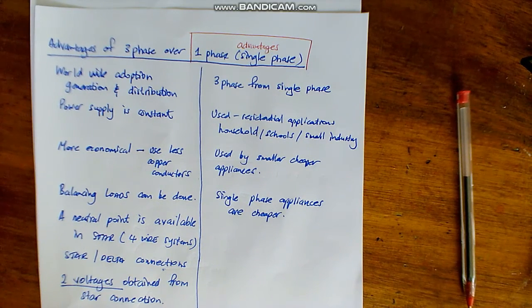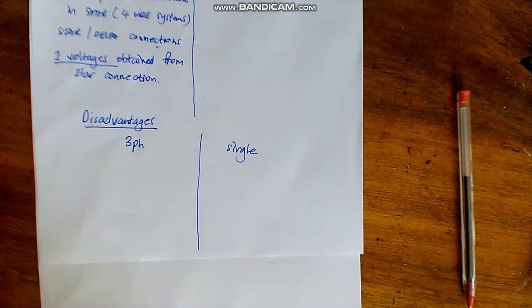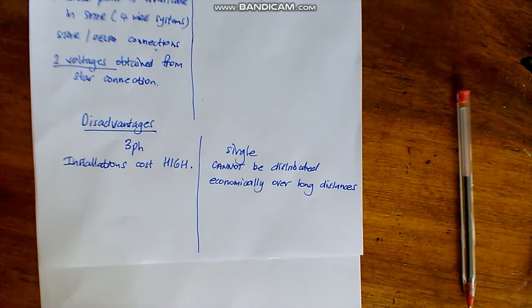Disadvantages. Three-phase installation costs are high. So disadvantages of three-phase and single-phase disadvantages. Installation costs are high, and it cannot be distributed economically over long distances. Another disadvantage of three-phase: it is not available locally everywhere in your community. Not everywhere will have three-phase.